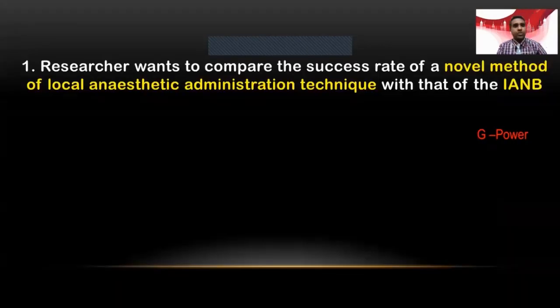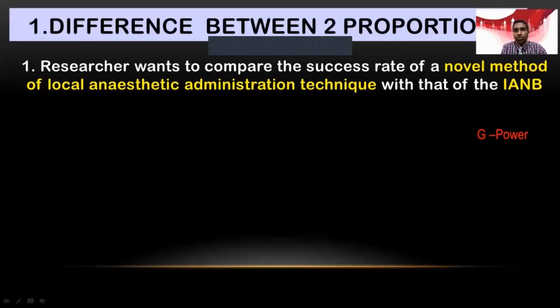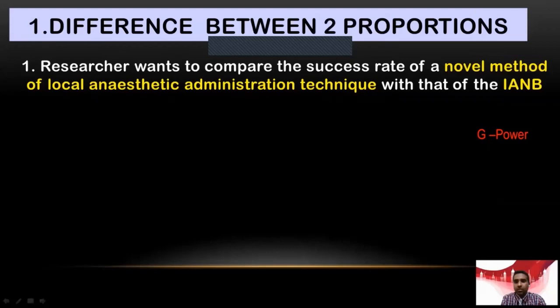Let us consider the first question. A researcher wants to compare the success rate of a novel method of local anesthetic administration technique with that of inferior alveolar nerve block. Now IANB is the control group. The researcher wants to compare the success of a new technique, whether the anesthetic efficacy improved or not. Now, what kind of study is this? Success rate. It is based upon the proportion and between two groups. So the study is difference between two proportions.